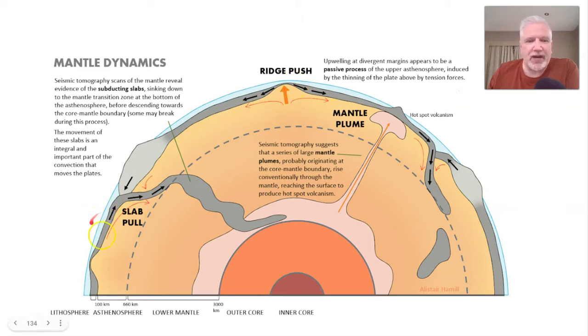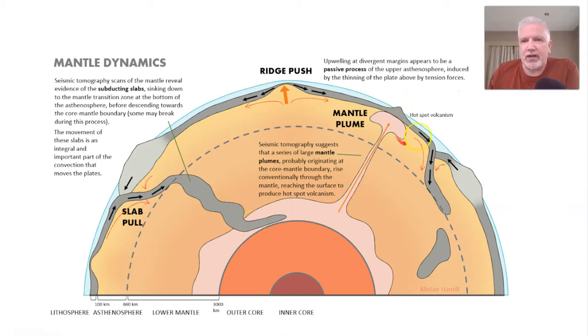So the main drivers are slab pull and ridge push. You do have convection in the mantle, but that convection is largely passively induced by the moving plates. The plates are the active component of that top-down convection.